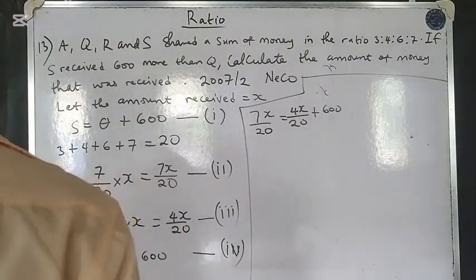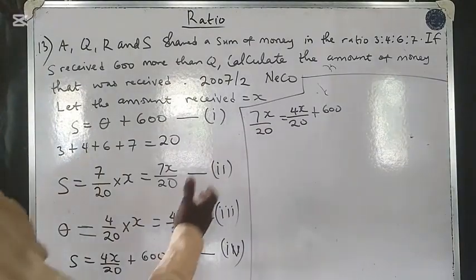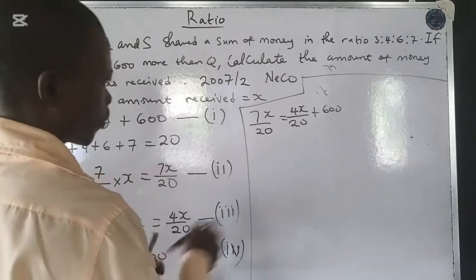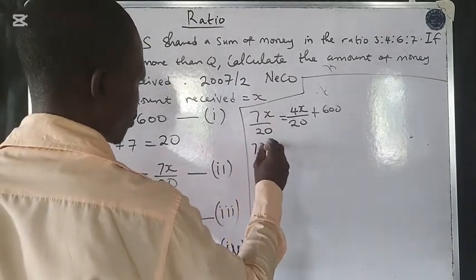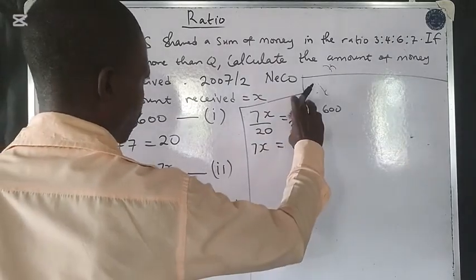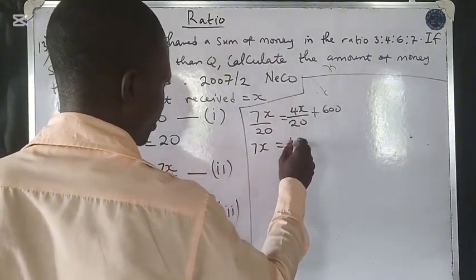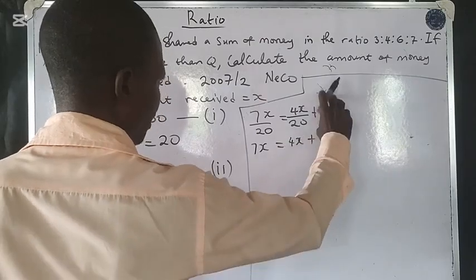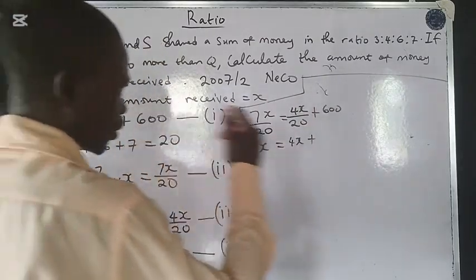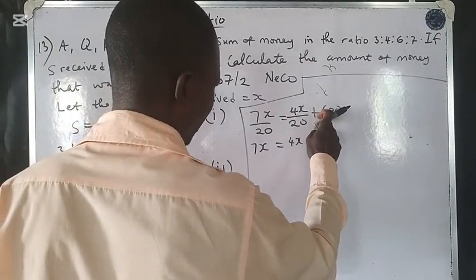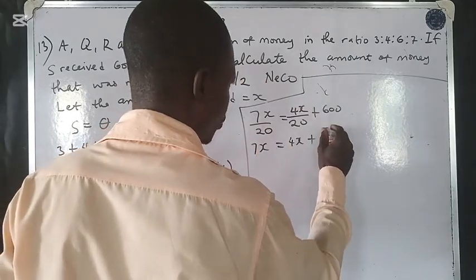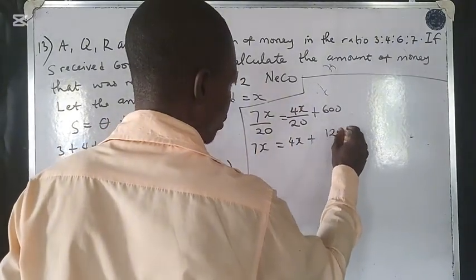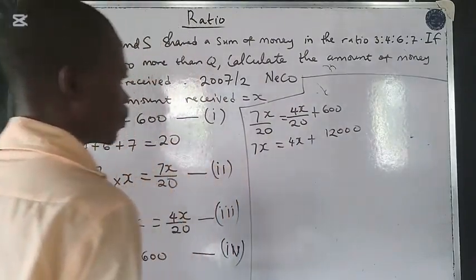What do we do right now? Just multiply through to remove the denominator. This times 20 will be left, 7x will be left. Multiply this by 20 to give us 4x. Multiply this by 20, we are going to have 2 times 8, 2 times 6, that will be 12. Then 0, 0, 0.